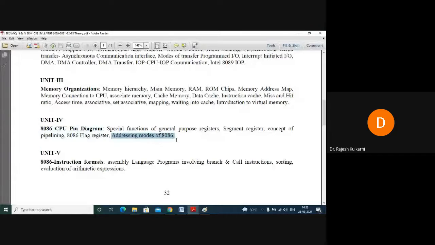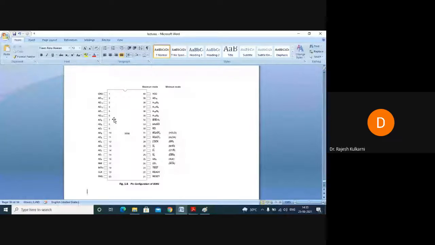What will we be doing today? We'll be discussing the 8086 CPU pin diagram. What will we be doing tomorrow? We'll be discussing the addressing modes of 8086. This is our plan. So let us look at the 8086 pin diagram. Take a few seconds to watch this image.